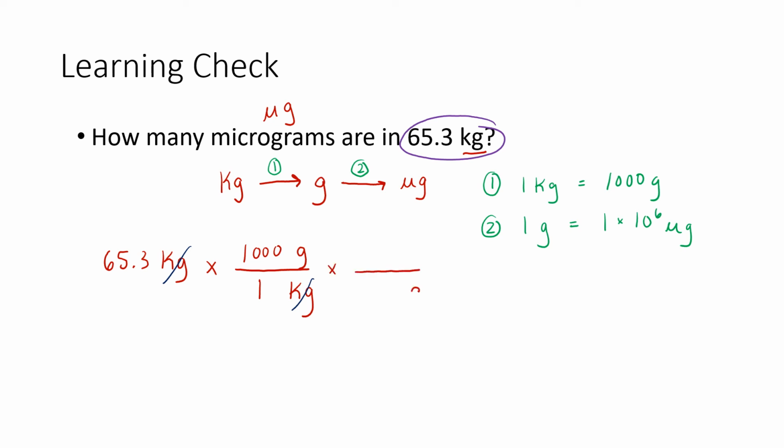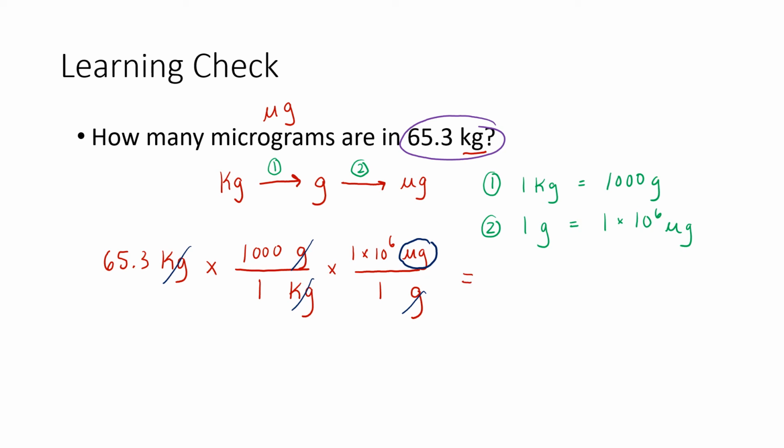Now we're going to put grams in the denominator and we're going to put micrograms in the numerator. We said that 1 gram is equal to 1 times 10 to the positive 6th, or 1,000,000 micrograms. Now our grams will cancel, and the final units that will be in are what's left in that upper right-hand corner, which is micrograms.